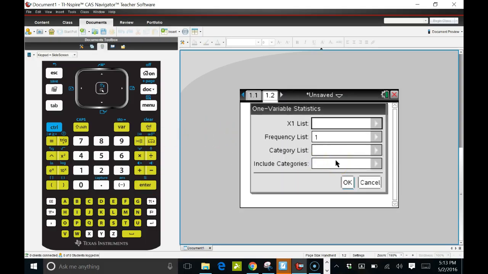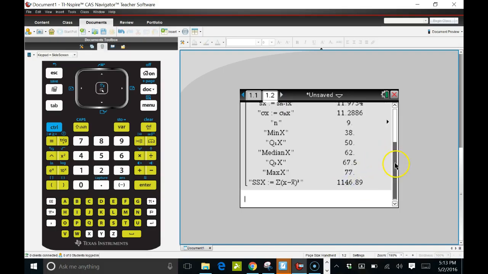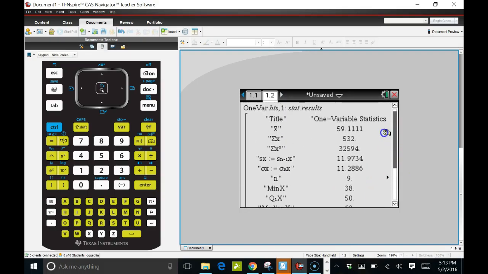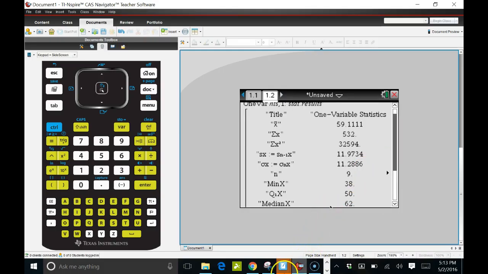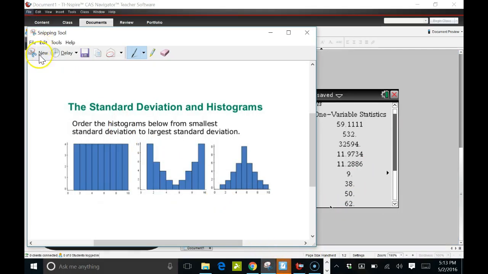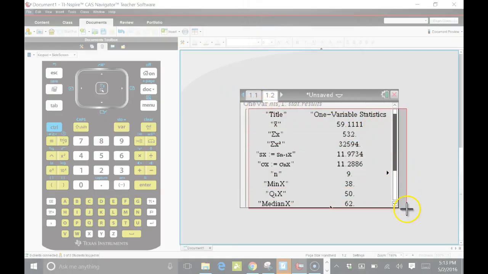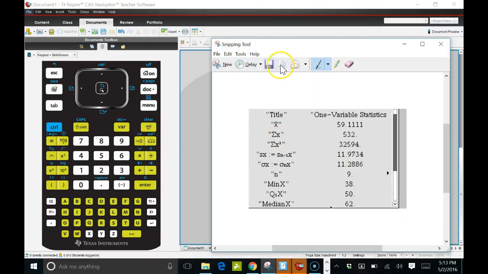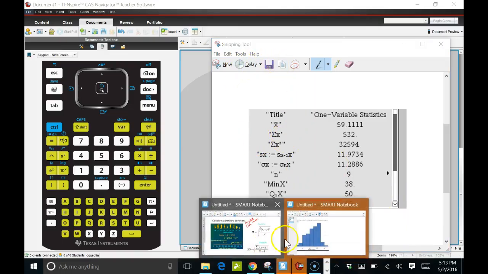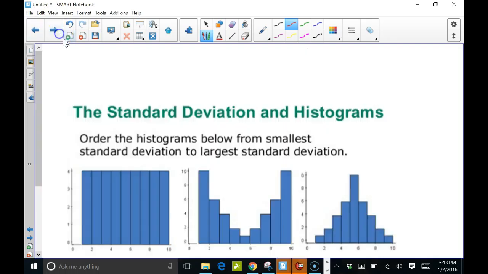And what you're going to do is say what the name of the list is. Our name of our list is heights. You're not going to worry about frequency or anything like that. You're just going to hit OK. Now I want you to look here. In fact, I am going to cut and paste this into your document because this gives you so much information here. So here we go. Let's just go right here.